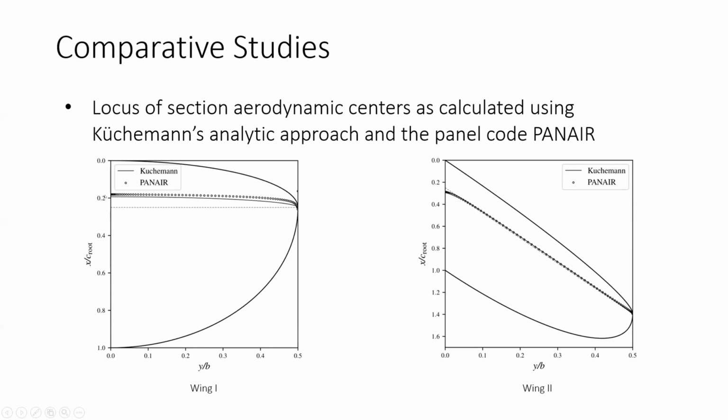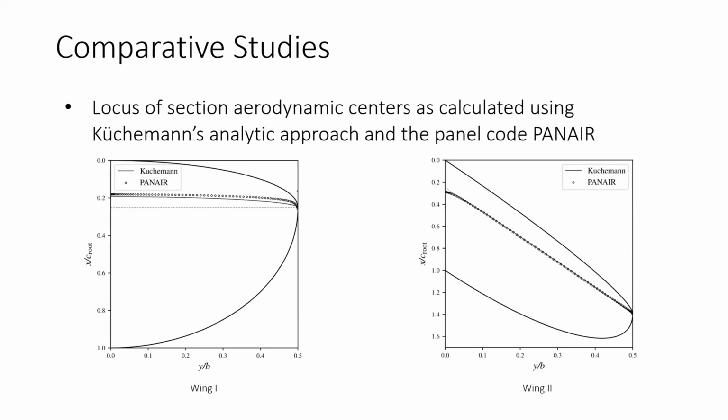But on the left, we have that unswept wing of aspect ratio 2, and the little dots are the numerical solution that I came up with the panel code, which in this case was Panair. And the solid line is Kuckerman's analytic solution. So it looks quite nice visually. And on the right, we have that aspect ratio 8 wing with 20 degrees of sweep. And you don't even see the solid line because it really lies right under all these dots here. So from a first glance, it looks as if Kuckerman's analytic solution matches quite well with the numerical data that we generated.